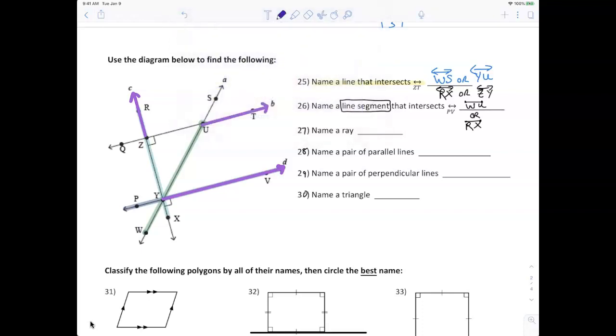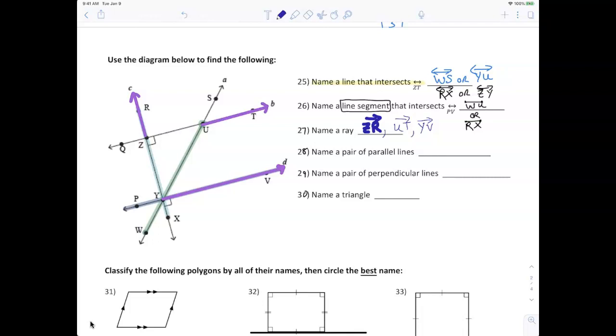So I'm going to say ray ZR, or we could say ray UT, or we could say YV. There's lots of different names.